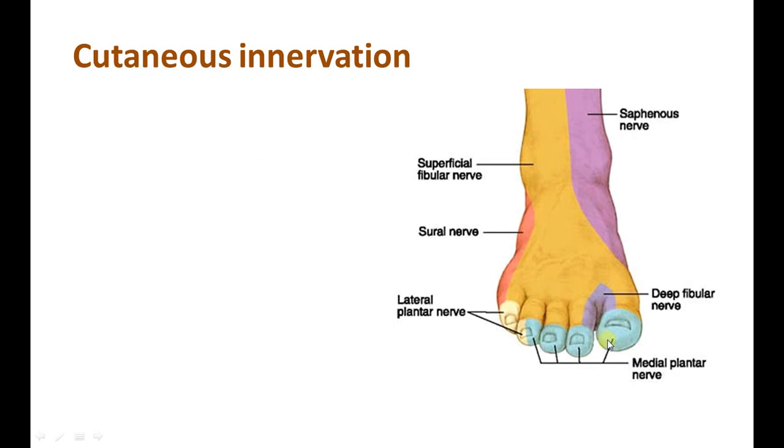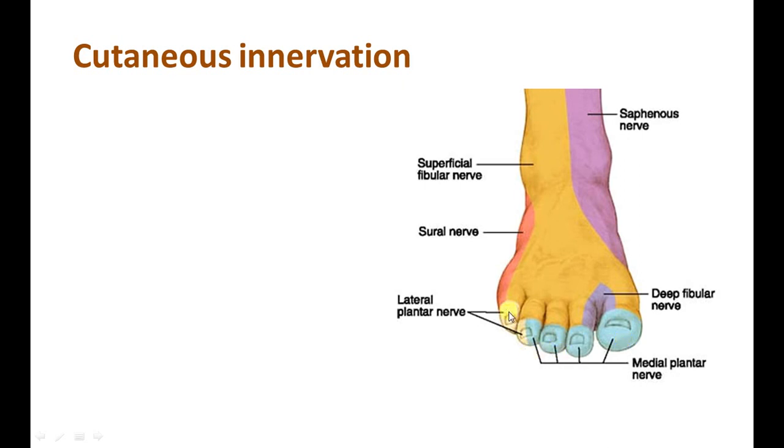Whereas the skin over the region of the distal phalanx, medial 3½, is supplied by the medial plantar nerve, and the lateral 1½ is supplied by the lateral plantar nerve, which are the terminal branches of the tibial nerve. Okay, medial plantar nerve and lateral plantar nerve.